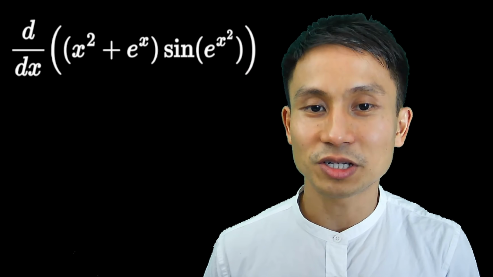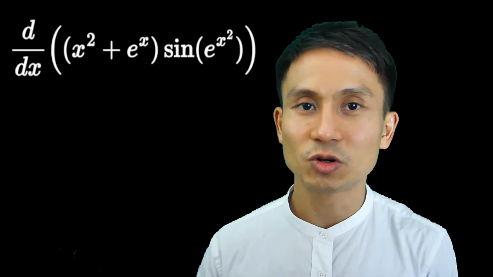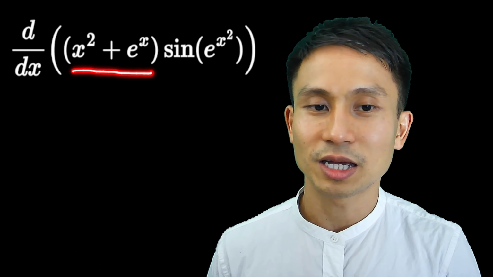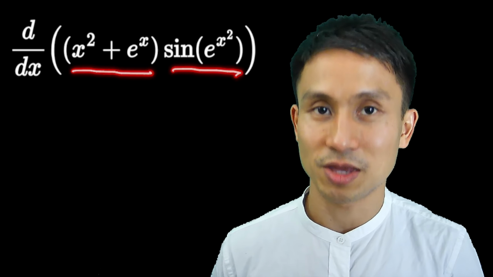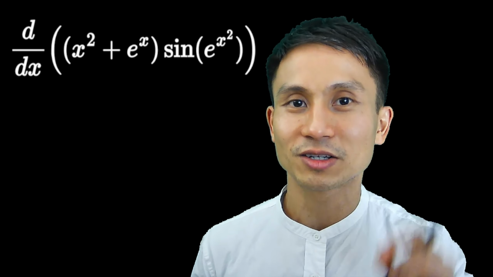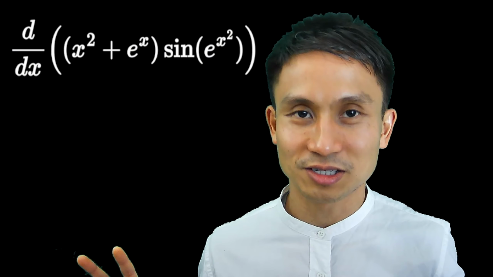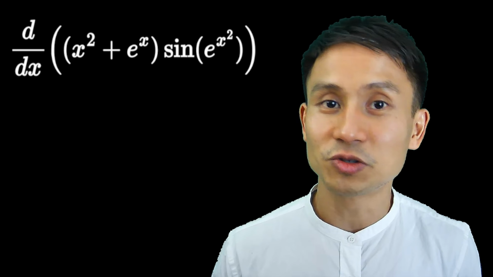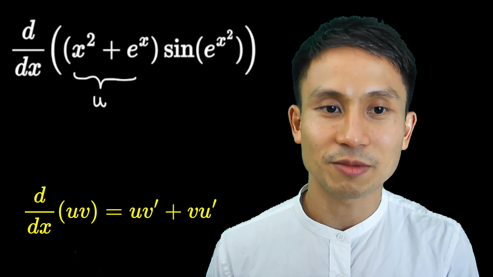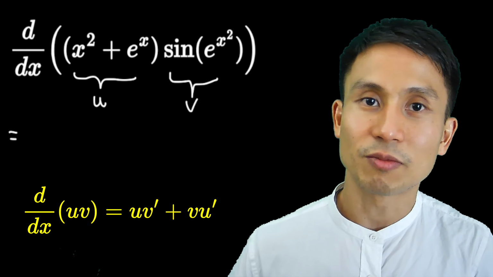Here we need to differentiate this expression. If you look at the biggest picture here, it is a product of this whole expression with sine of something. So the outermost operation here is a product of two complicated functions, and that means we need to start by using the product rule. So again, I'm going to make this part u for the first time and this part v. Let's bring the product rule here.